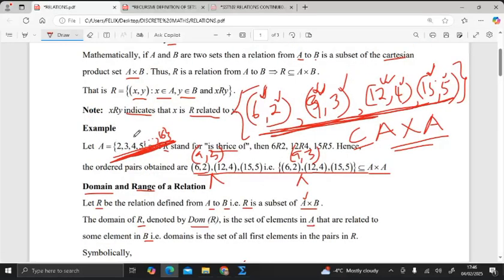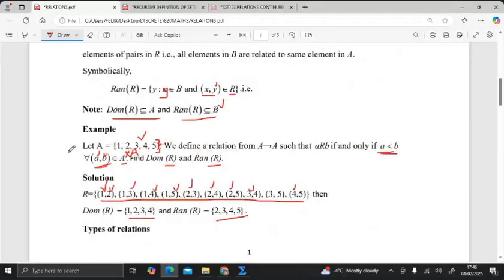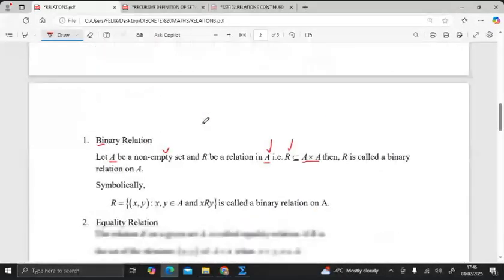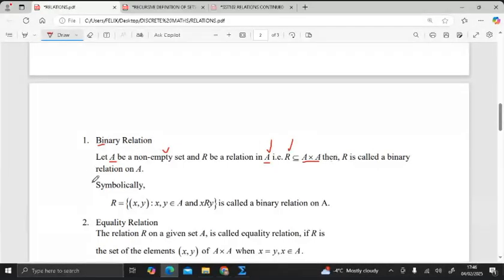Now the question is, is this a binary relation? You see, this one is A cross A. Is this also a binary relation? I think yes. Is this also a binary relation? That question comes to our mind immediately. Are these two examples here binary relations?